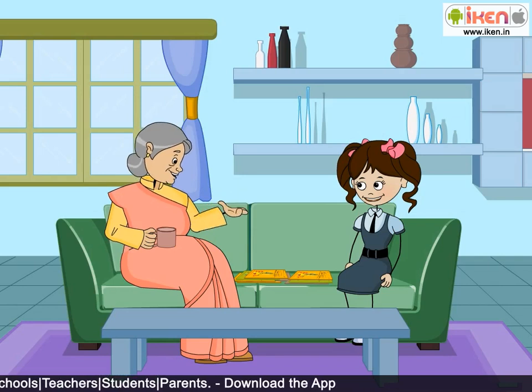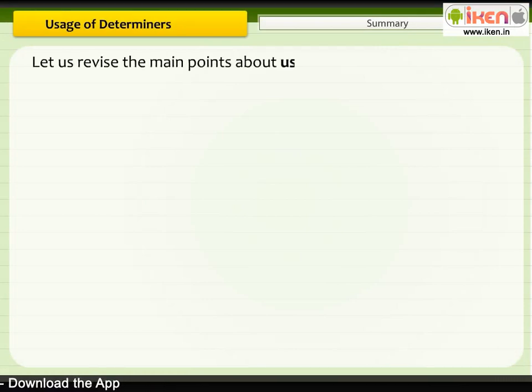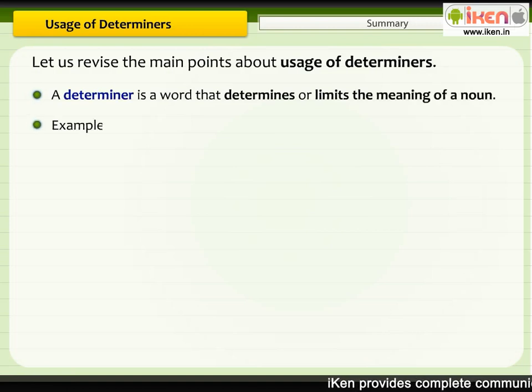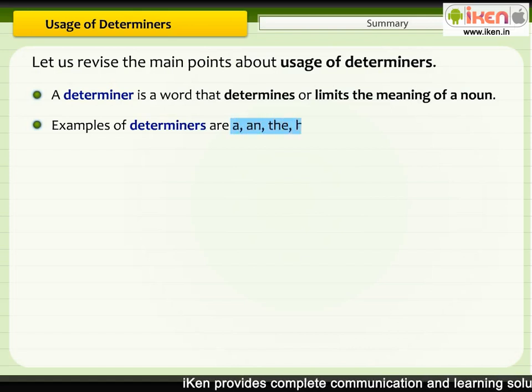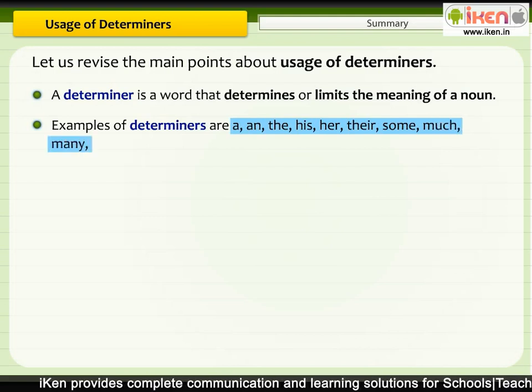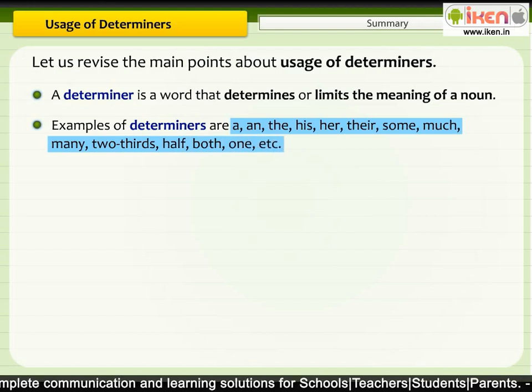Grandma has explained usage of determiners to Aisha. Let us revise the main points for Aisha before Grandma gives Aisha her birthday gift. A determiner is a word that determines or limits the meaning of a noun. Examples of determiners are a, an, the, his, her, their, some, much, many, two-thirds, half, both, one, etc.